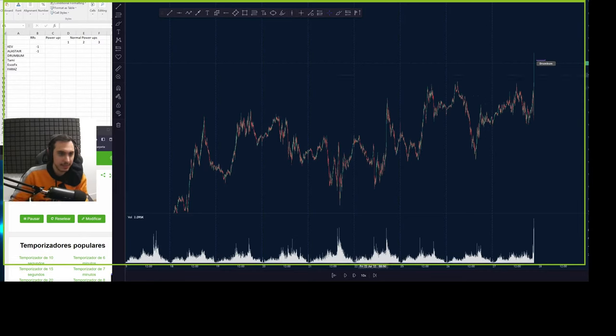Entry here. Stop loss here. You guys are all gamblers. And big profit here. You see the chart and you say open long, stop loss here. I don't give a fuck about anything. Oh, we don't have enough time, right? This is bullish now, bro.